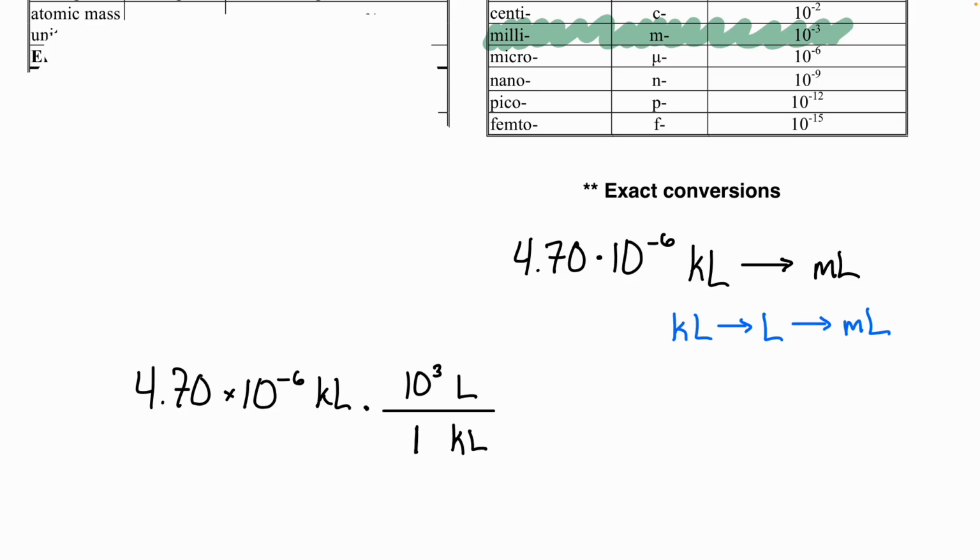Right? And now I need to make a jump from liters. So if I stopped here, to be clear, my units would be liters, right? If I just stop my calculation here, kiloliters cancel out, I'm left in units of liters. But now I need to make another jump from liters into milliliters.